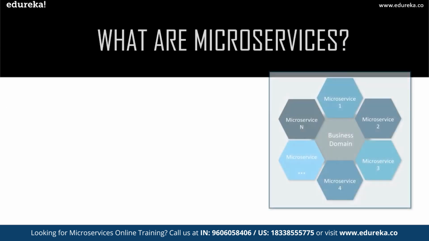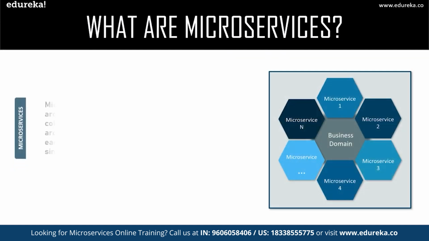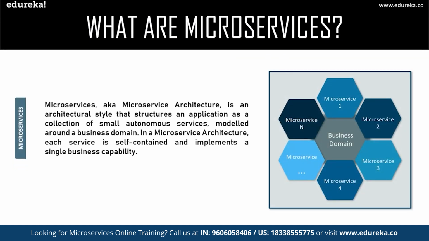So on that note, let's understand what microservices are. Microservices, most commonly known as microservice architecture, is an architectural style that structures an application as a collection of small autonomous services modeled around a business domain. So basically, you can have a business domain and all the functionalities and features are divided into various microservices. In a microservice architecture, each service is self-contained and implements a single business capability.